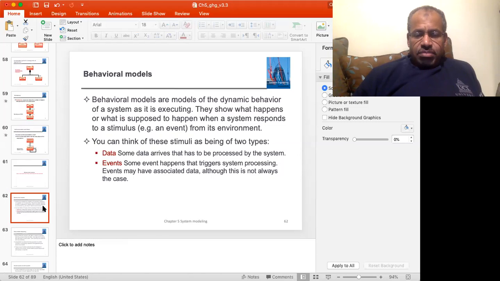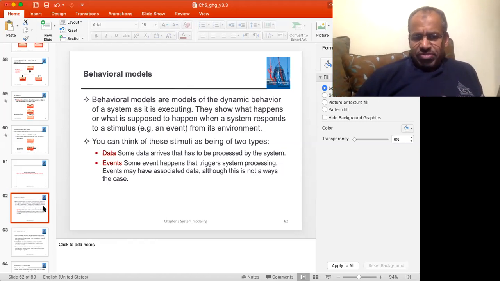So the behavioral models are models of dynamic behavior. They view a system as it is executing or as it should be executing. So they show what happens, or what is supposed to happen, when a system responds to external stimulus like an event from its environment. So it's behavior.